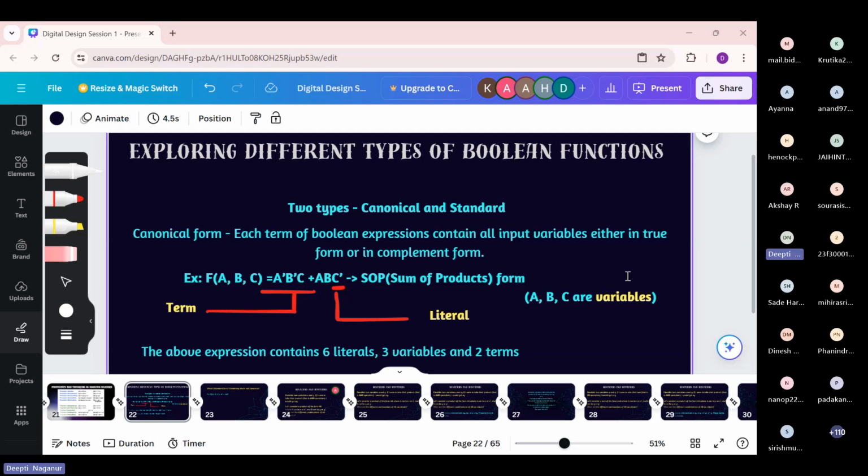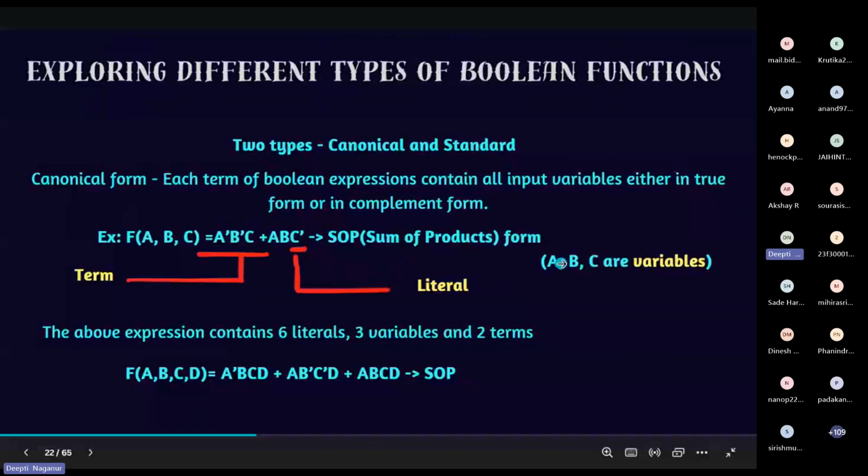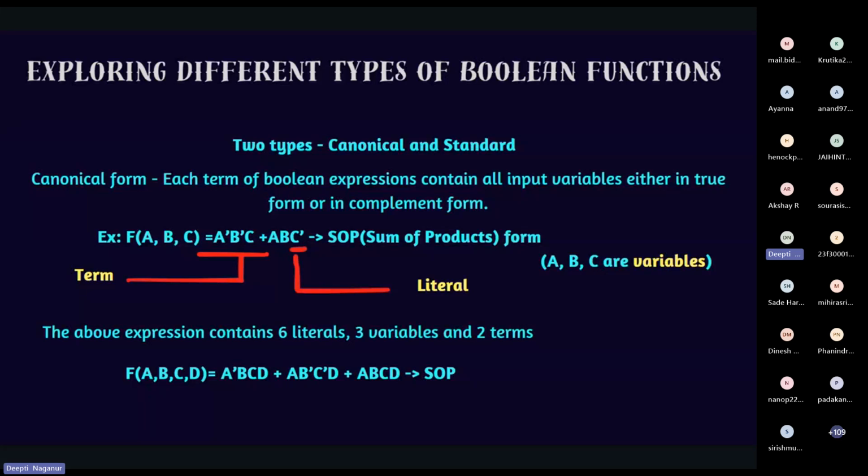So what might be the canonical form of a Boolean function? Okay, so canonical is something which is, sorry, standard. A standard Boolean function is something which is not canonical. So canonical is what? You have a term and that term has all the variables. They might be in their not form, like they might be in their prime or complement form, but they still are there.